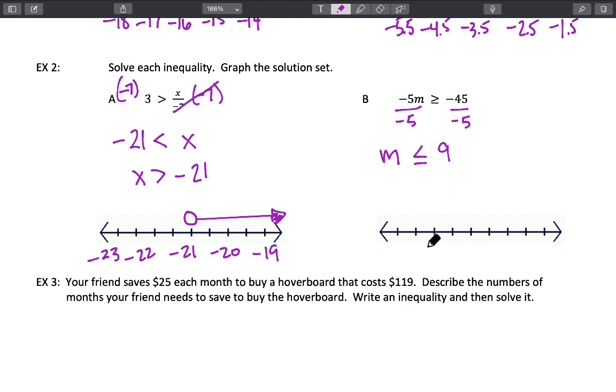All right, so let's graph our inequality or our solution here. So we want all m values less than or equal to 9. We're going to fill in our circle here at 9 and shade everything to the left.